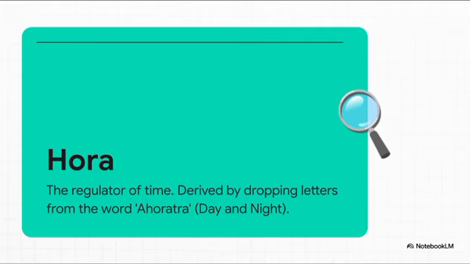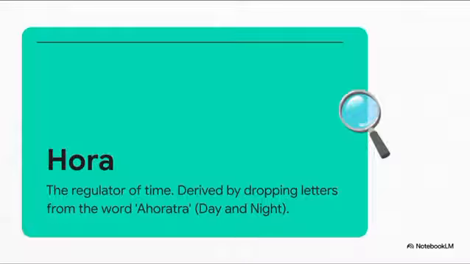To really understand the math here, we first have to ground ourselves in how ancient Indian astronomers conceptualized time itself. The term hora is super fascinating. It essentially means the regulator of time, governing the 24-hour cycle. But linguistically, the ancient texts explain that it's derived mathematically.